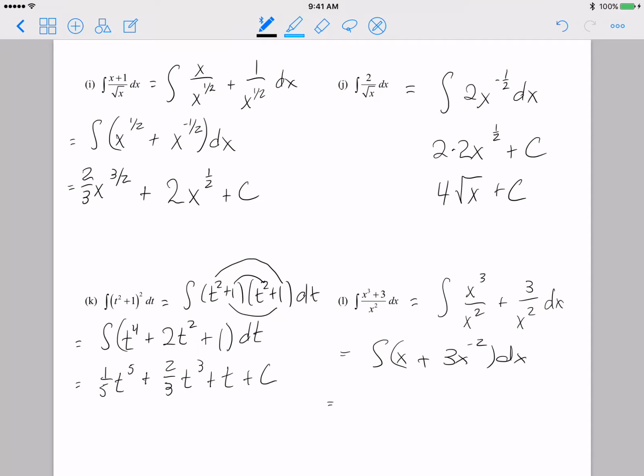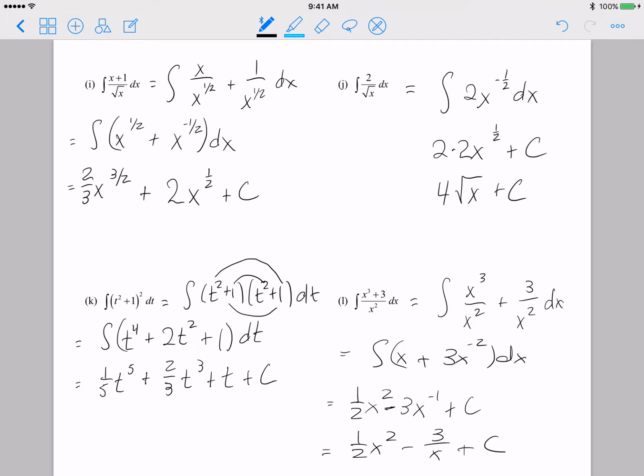So the antiderivative of x is just 1/2 x squared, and then the antiderivative of 3x to the negative 2 is going to be x to the negative 1. Don't forget about the 3 that's here. And then divided by negative 1 is just going to change that into a minus sign in between those terms. And then plus c, which of course could be rewritten if you wanted to as 1/2 x squared minus 3 over x plus c.